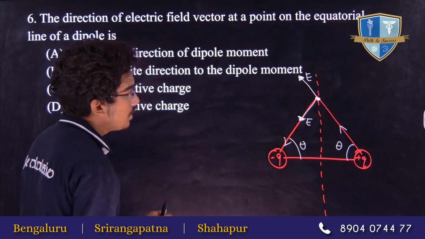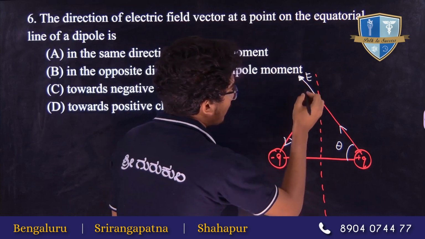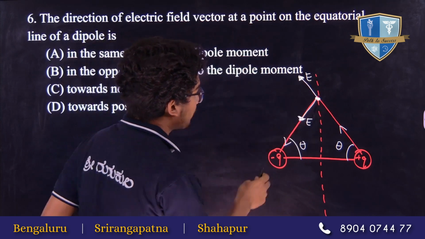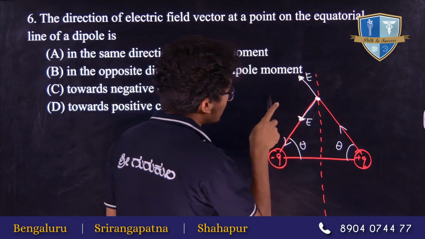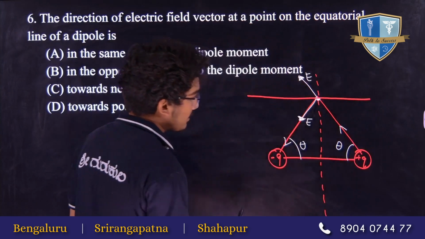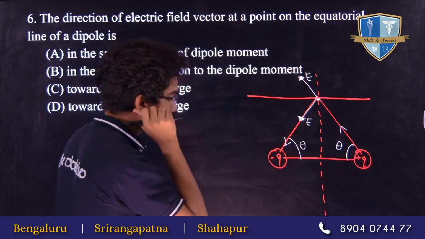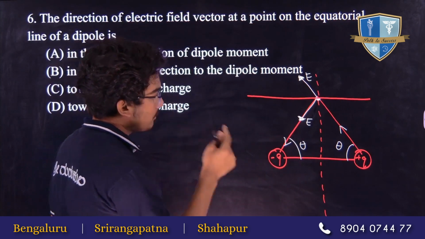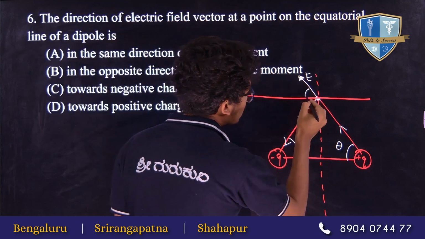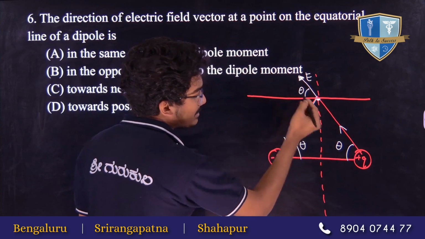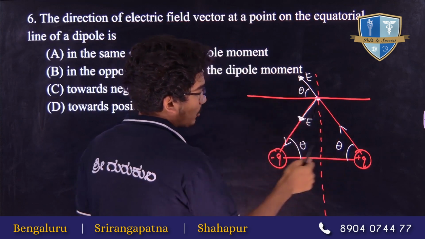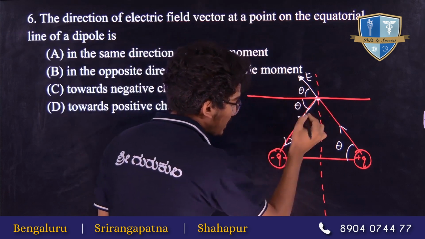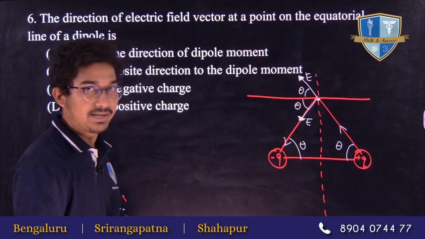Now let's divide this electric field into two components, a vertical component and a horizontal component. Let's take a horizontal line. So this is our horizontal line. This line is parallel to this line, the distance between minus q and plus q. So if this angle is theta, this angle will also be theta due to corresponding angles. See, these are parallel lines and these are corresponding angles. If this angle is theta, then this angle will also be theta. See, this is making a Z, so these are alternate angles.